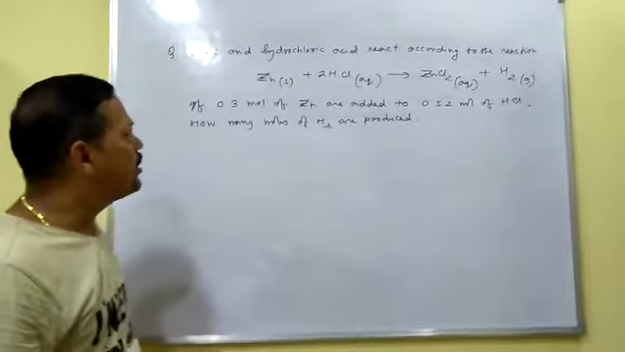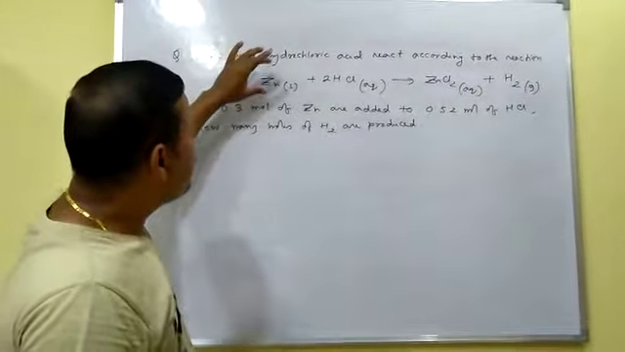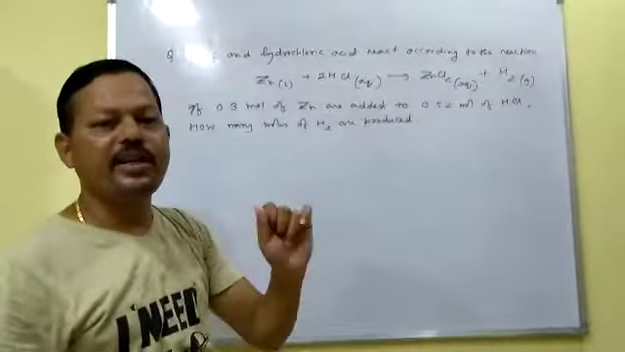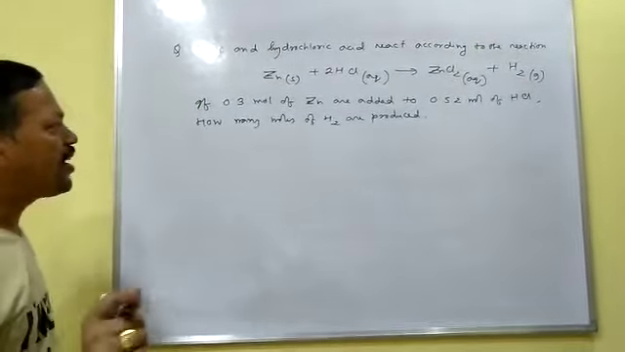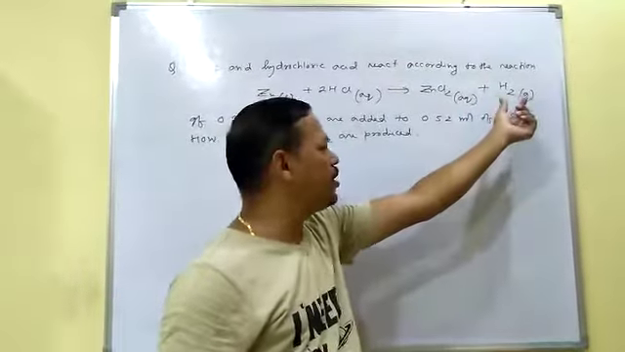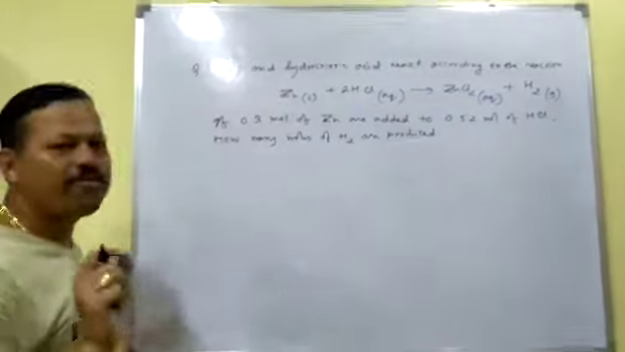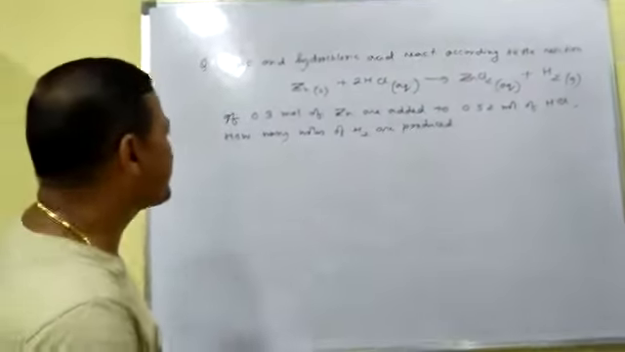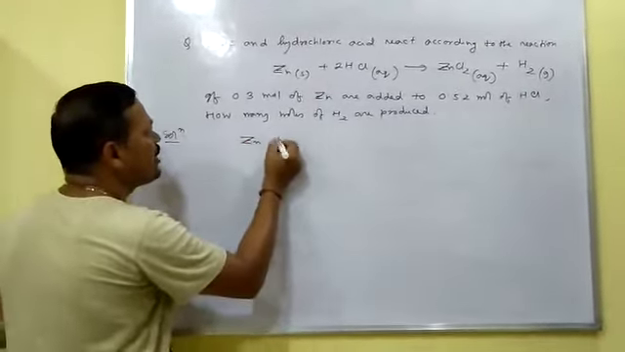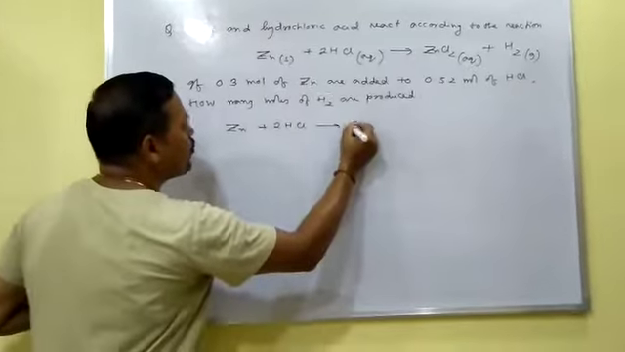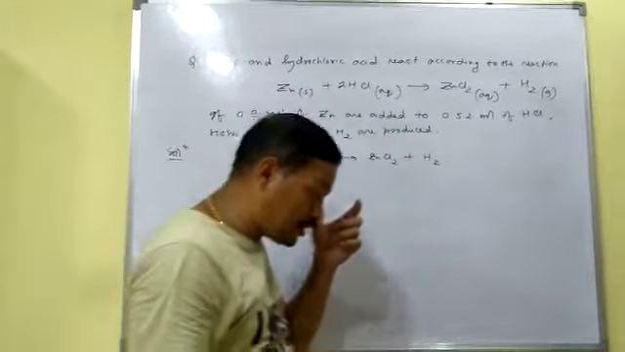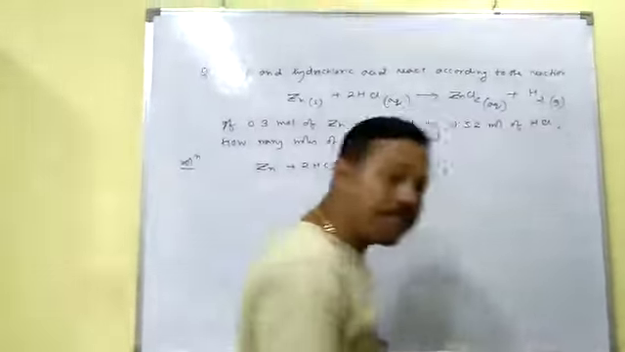As I have told you yesterday, when the amounts of both the reactants are given, then first you have to find out who is the limiting reactant and who is the excess reactant. After finding the limiting reactant, from the limiting reactant you have to find out the amount of hydrogen produced. So that is why first I will find out who is limiting, who is excess. To do this numerical, your equation is zinc reacts with hydrochloric acid to produce zinc chloride plus hydrogen gas. This is your equation, and the equation is already balanced.